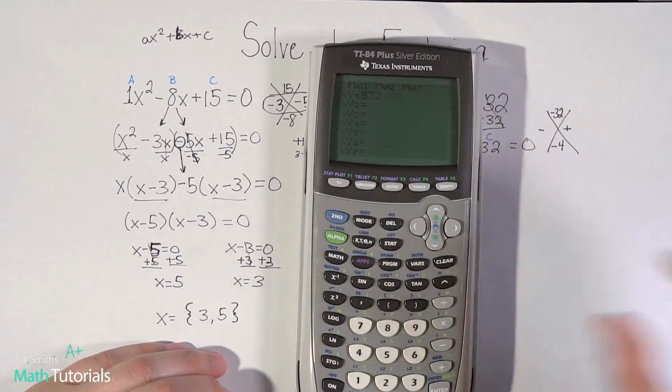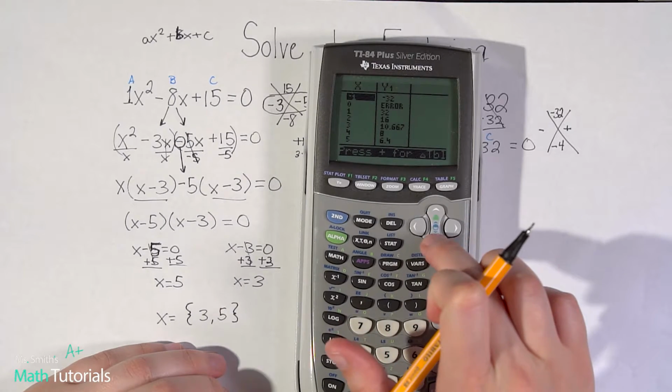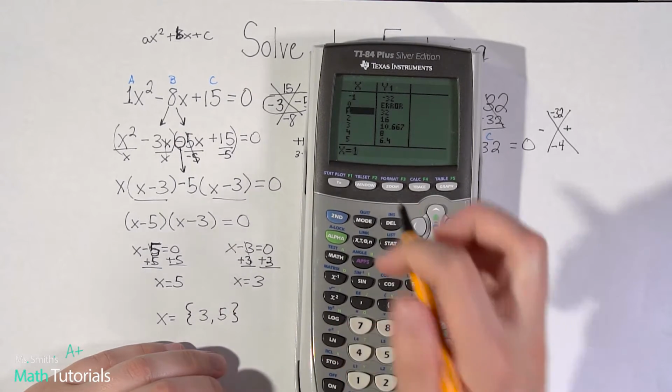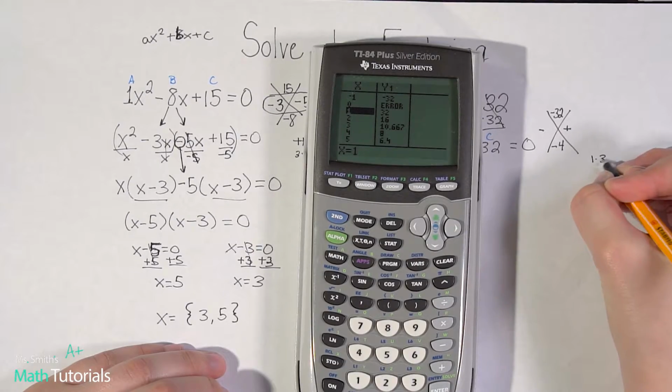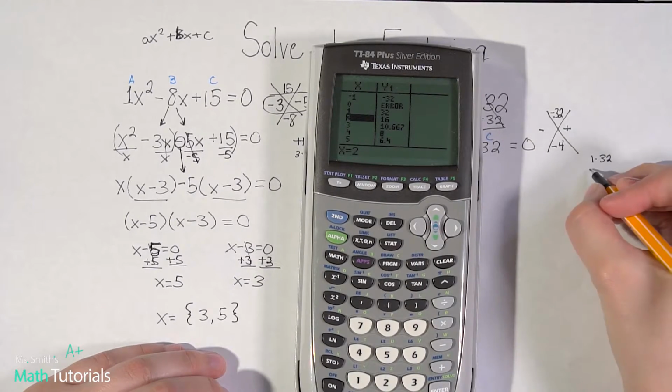Okay. So let's see, creating a table. So I see 1 and 32. I'm just going to kind of note these to the side. 2 and 16.